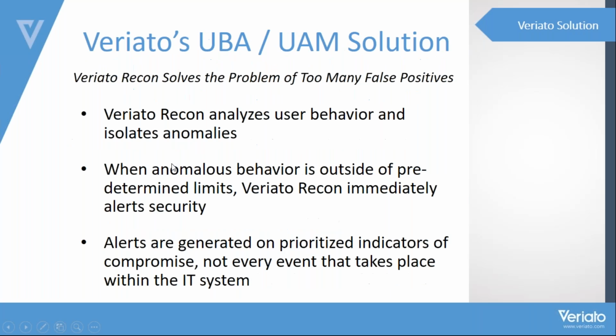Now, let me tell you how we can fix this. Veriato Recon analyzes that user behavior and isolates those anomalies. All that stuff where I say I've seen it before and I'm not paying attention, they're going to isolate that. When anomalous behavior is outside of predetermined limits that we've determined and put into this product, they immediately send out relevant alerts that work, that I'm really going to look at, telling me something is going wrong. They're generated and prioritized based on indicators of compromise. As it says here, not every event that takes place within the IT system is a bad event. It's going to aggregate it and give me the ones I should pay attention to.